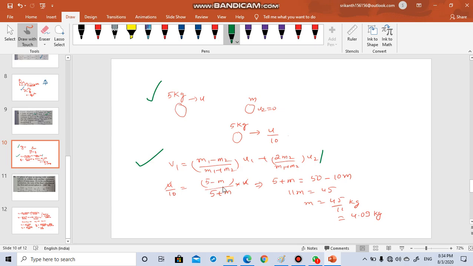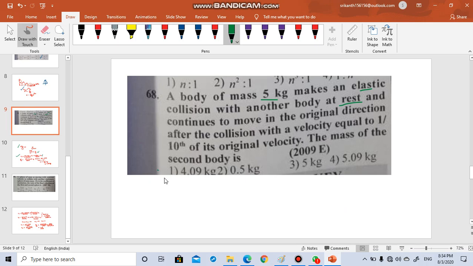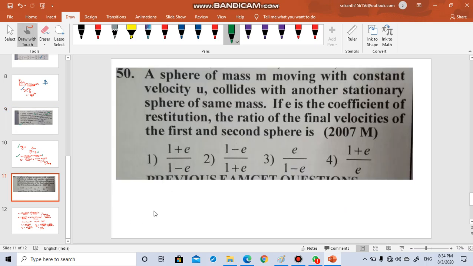m1 is 5, m2 is m. So (5 minus m) divided by (5 plus m) into u. But what is v1? v1 is u by 10. So u and u cancel. Just cross multiply: 5 plus m equals 10 into (5 minus m), so 50 minus 10m. Bringing m to this side, 11m is equal to 50 minus 5, which is 45. m is equal to 45 by 11, or 4.09 kg. 4.09 kg is the answer. Let us move to the next one.